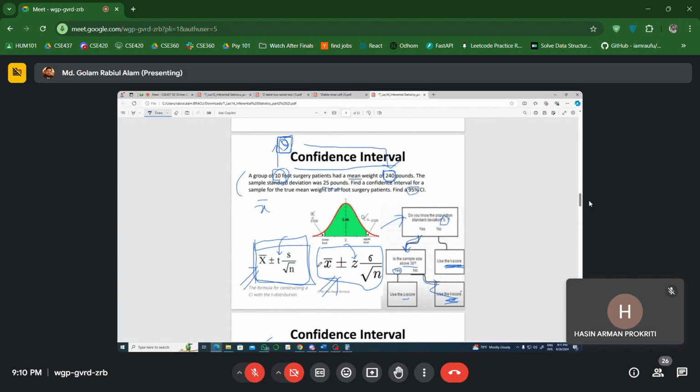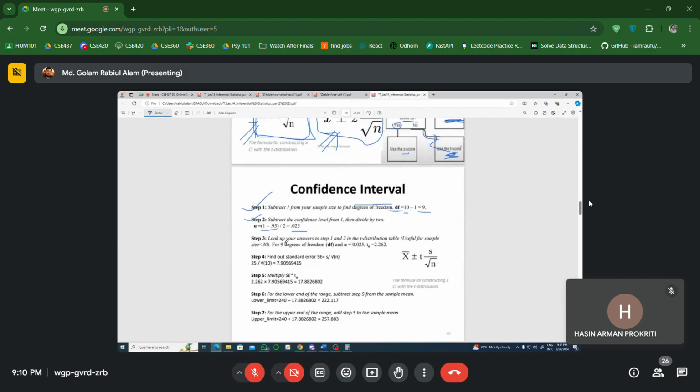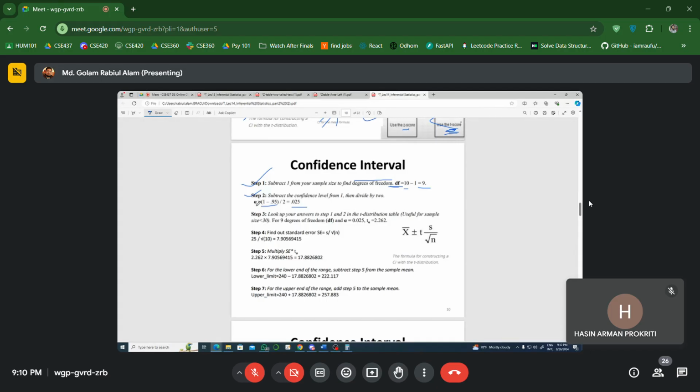Because the confidence interval will be on both sides, positive and negative. So that is the upper bound and lower bound we need to calculate. If we consider that our data is normally distributed, then we will get half on the left side and half on the right side. So we will get the lower bound on the left side and the upper bound on the right side. That's why we have to divide it by 2. Then alpha will be 0.025.